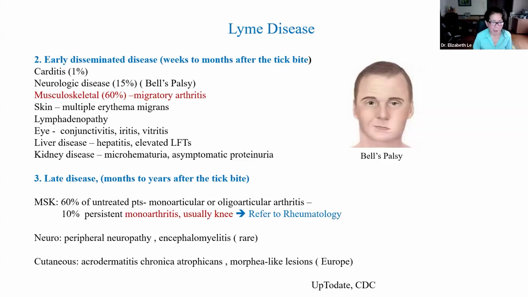And then the third phase is late disease. It occurs between months to years after the tick bite. On musculoskeletal exam, 60% of untreated patients manifest monoarticular or oligoarticular arthritis, and 10% have persistent monoarthritis, and usually it's the knee. In this case, the patient needs to be referred to rheumatology for treatment. It's rare, but it can happen: peripheral neuropathy or cutaneous lesions, and usually that happens in Europe.